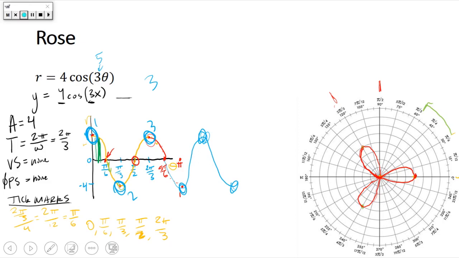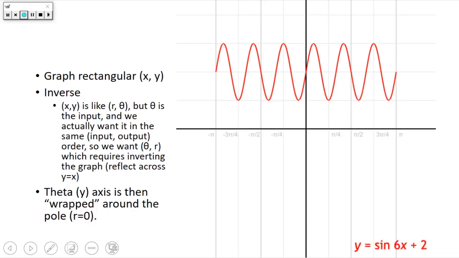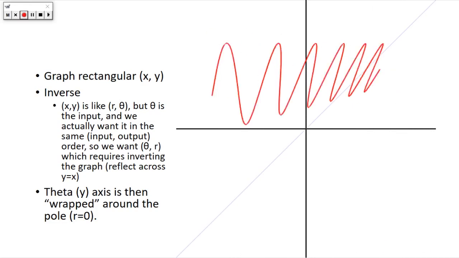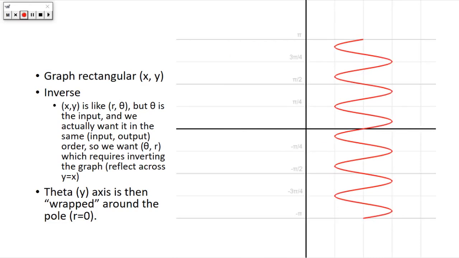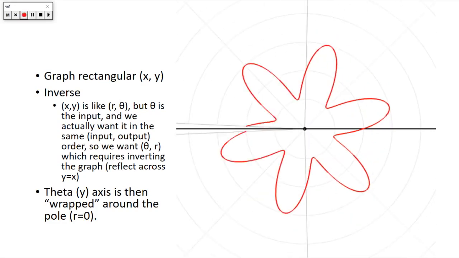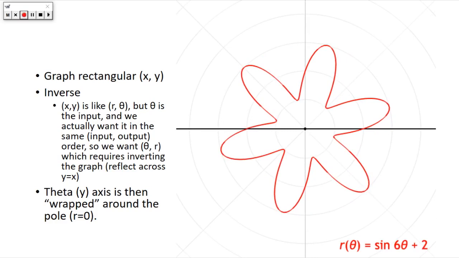what's happening when we go from this to this. There's an animation that I found online that I think is really helpful for this. So let's take a look at it, and I'll walk you through it real quick. So here's a rectangular graph. It's y equals sine of 6x plus 2. Now we're taking the inverse. Essentially, we just reflect over the line y equals x, and then we warp that theta axis around a point to make it radial instead of linear.